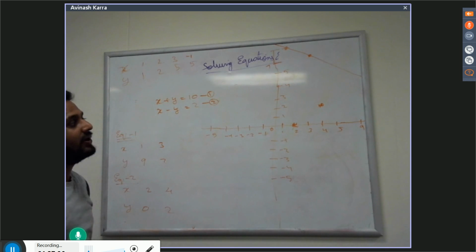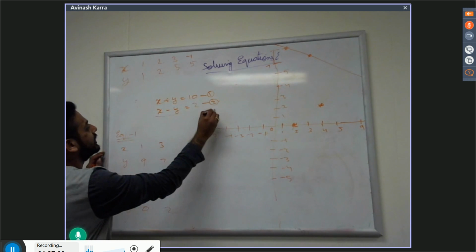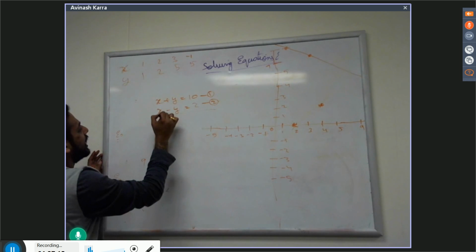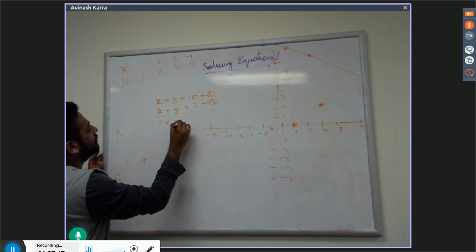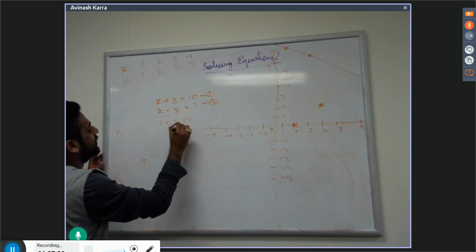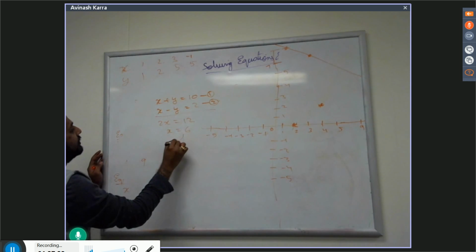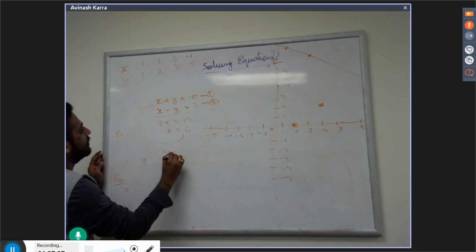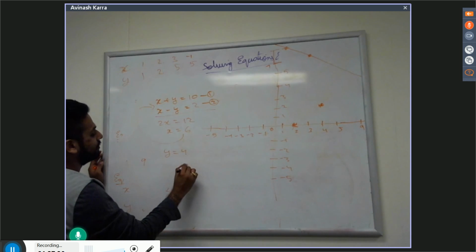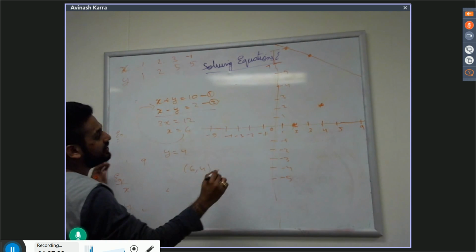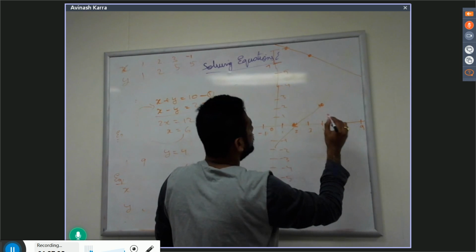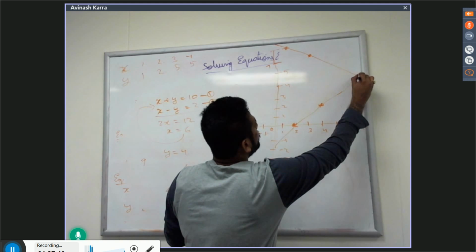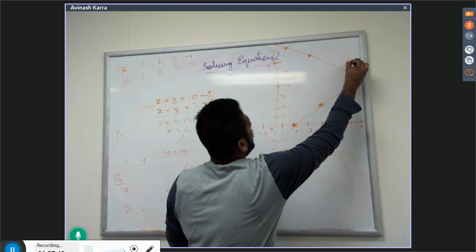And believe me, when you solve these two equations, what you get in the regular way? When you add these two, what you get? 2x equal to 10 plus 2, 12. So x equal to 6. And when you substitute this in any one of the equations, x equal to 6, y equal to 4. So these two lines, for sure, they will meet at the point 6, 4. This intersection point will be 6, 4.